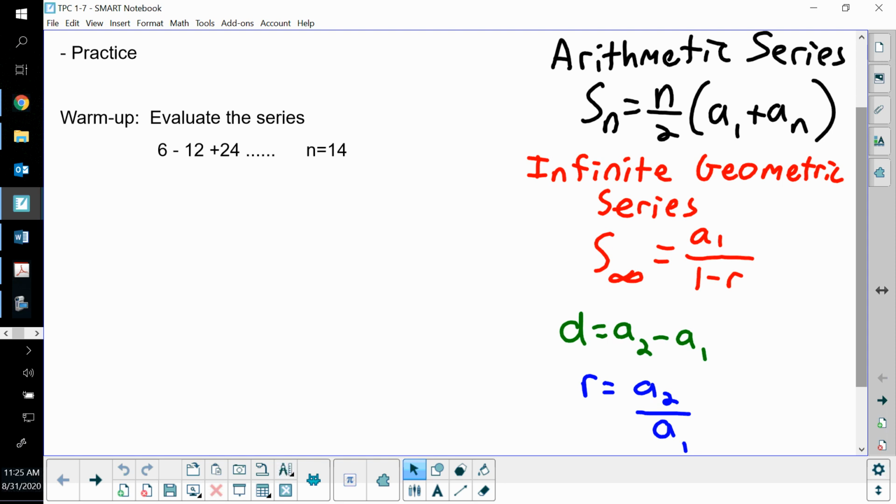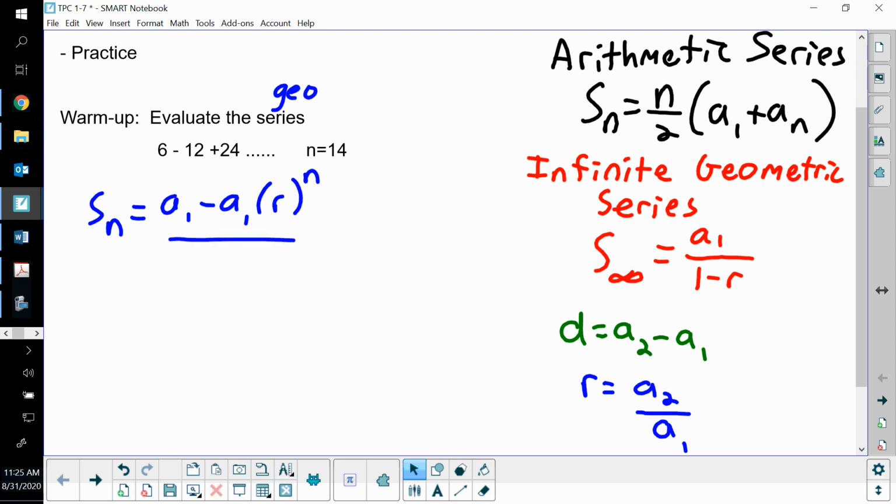So we always want to ask first: arithmetic or geometric? Well, if you go from 6 to negative 12, you're going to be subtracting. If you're at negative 12 and subtract again, that's not going to get you to 24. So this must be geometric. So we know we're dealing with a geometric series, and it's not infinity, so that means we're doing the one on our reference sheet. The Sn is equal to a1 minus a1 times r to the n over 1 minus r.